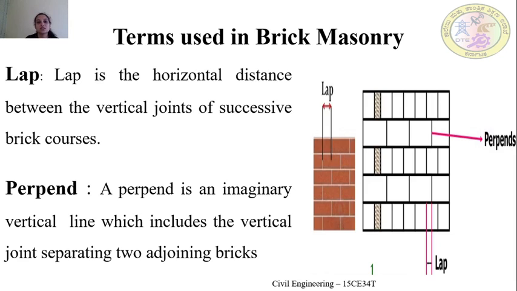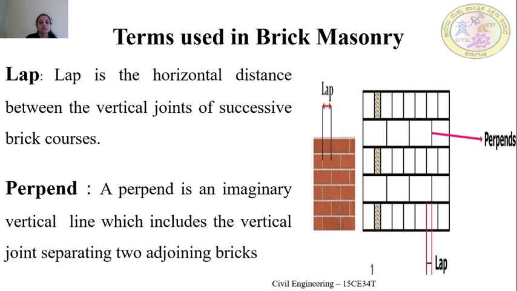Okay. Next term is the lap. So lap means, come to this picture. This is the vertical joint and this is the horizontal joint. So lap means it is the horizontal distance between the vertical joints of successive brick courses. Just observe the mouse arrow, the horizontal distance between the vertical joints of the successive courses.